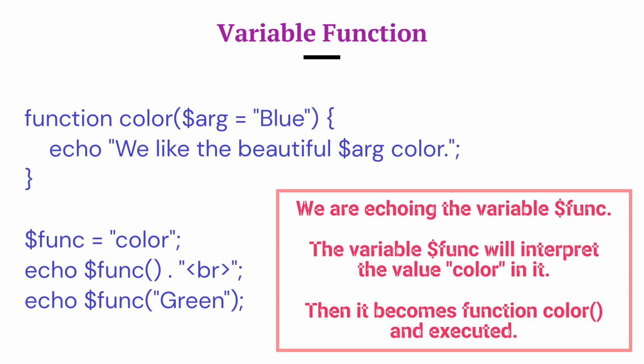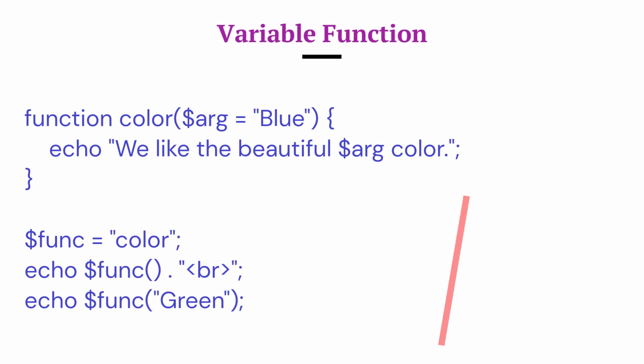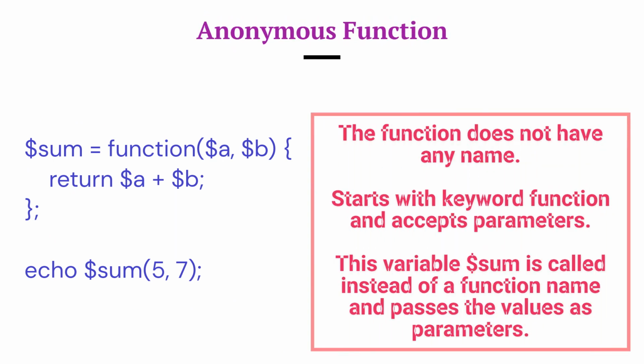Hence PHP parser searches for a function called color. Luckily, PHP parser finds a function named color. It executes that function and prints the message with a default color value. The text result is, "We like the beautiful blue color." We can pass a parameter with a new color, green, and the new output is, "We like the beautiful green color."